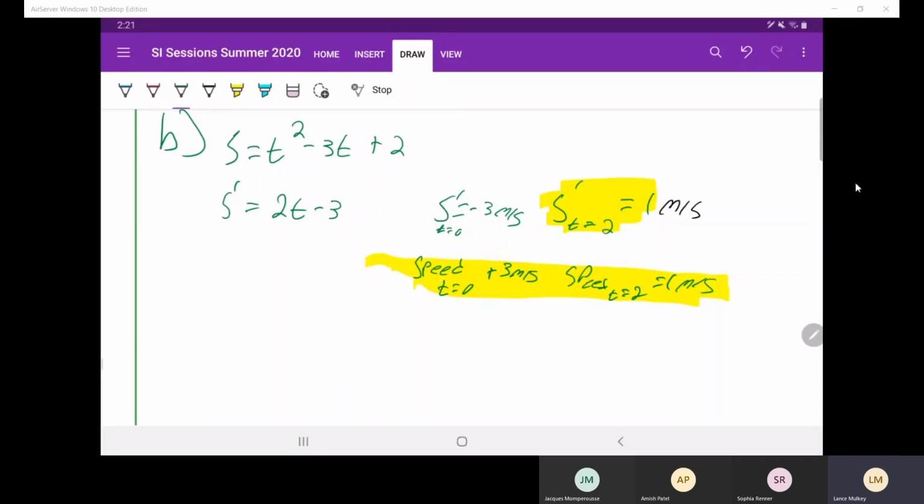Okay. And now for acceleration, velocity is the change in distance per second. Acceleration is the change in velocity every second. So we need the second derivative equals 2. So S prime prime at t equals 0 equals 2. So these are your answers here.